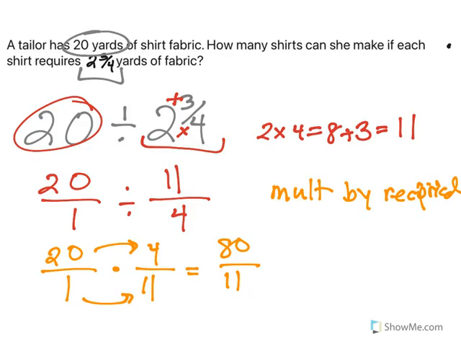Well, that doesn't really give me an answer. So if I take 80 divided by 11, I get 7, and I have 3 left over. So this gives me 7 3/11.